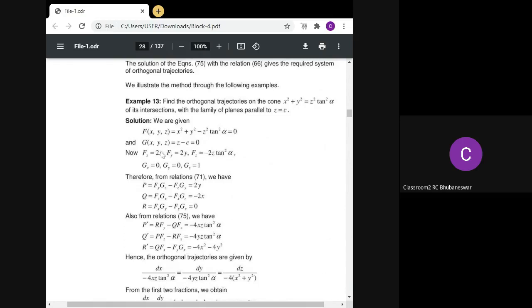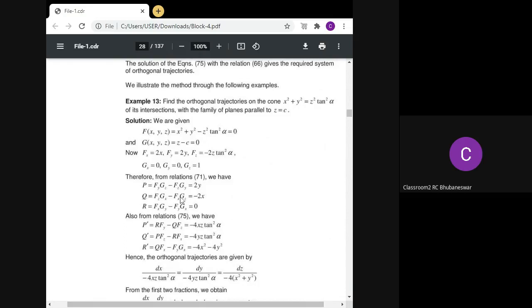Now we are using these values of capital F and capital G to calculate the values of capital P, capital Q, and capital R using the formula that has been discussed with the help of partial derivatives with respect to all the parameters f and z.